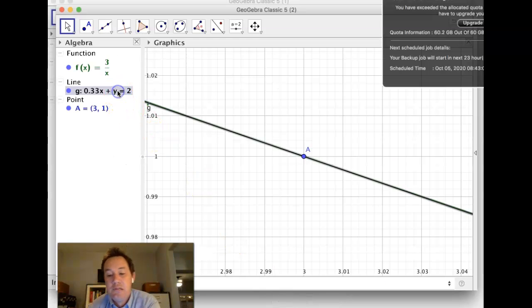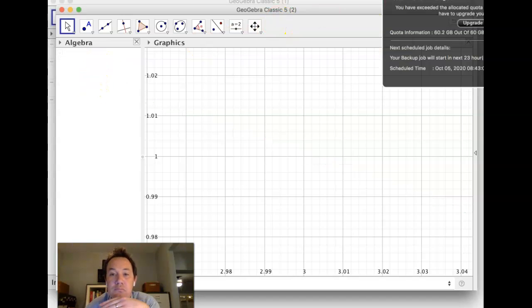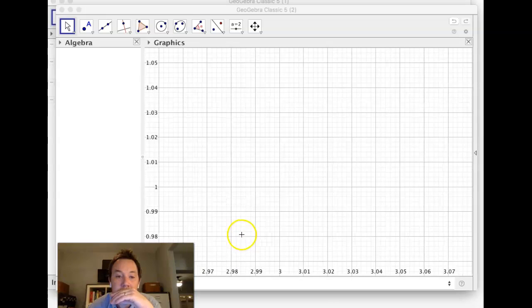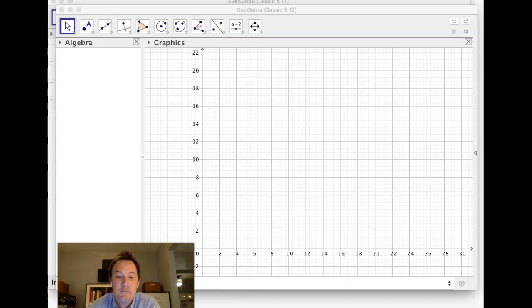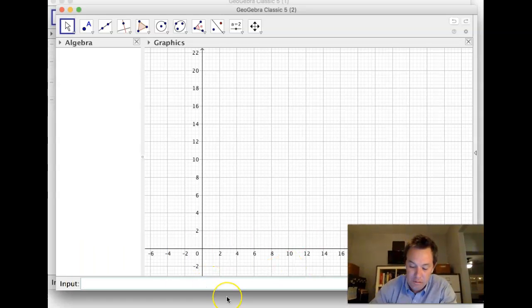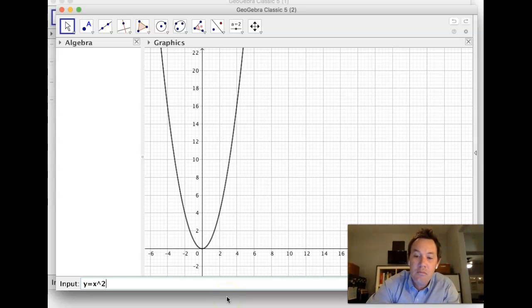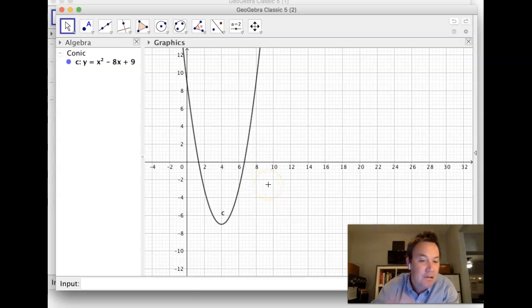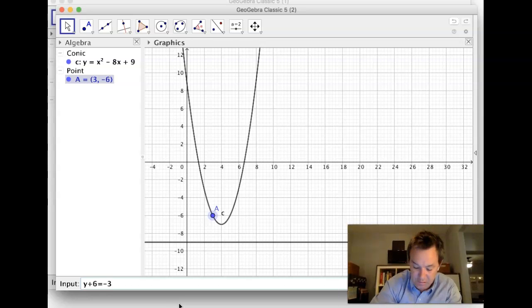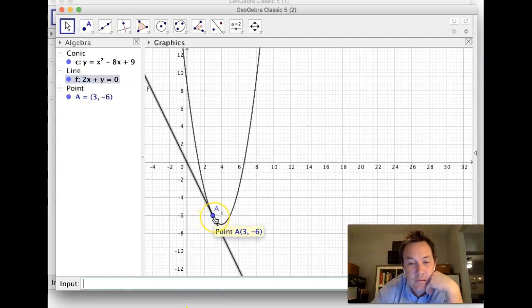Let's just take a look at GeoGebra one time. A bit zoomed in there, so let me get zoomed back out. All right, our parabola is y equals x squared minus 8x plus 9. We want to know what's going on at the point 3, negative 6. We said the equation of the tangent line is going to be y plus 6 equals negative 2 times x minus 3. There you go. Perfect tangent line.